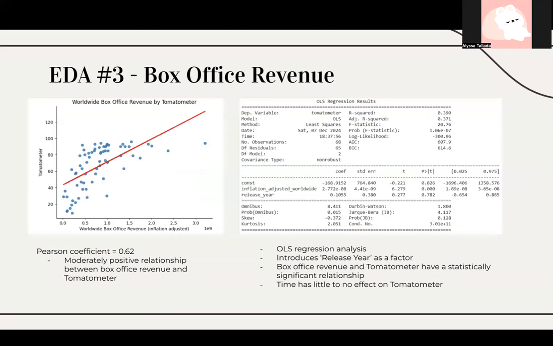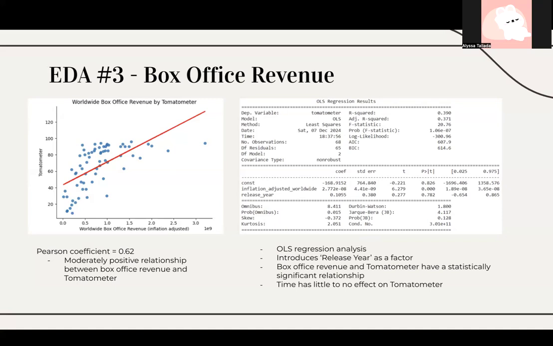For our third EDA, we analyzed the relationship between box office revenue and tomato meter. The graph on the left is a scatter plot with adjusted box office revenue on the x-axis and tomato meter on the y-axis. As box office revenue increases, tomato meter also increases, and the Pearson coefficient of 0.62 supports this as it reveals a moderately positive relationship between the two variables.